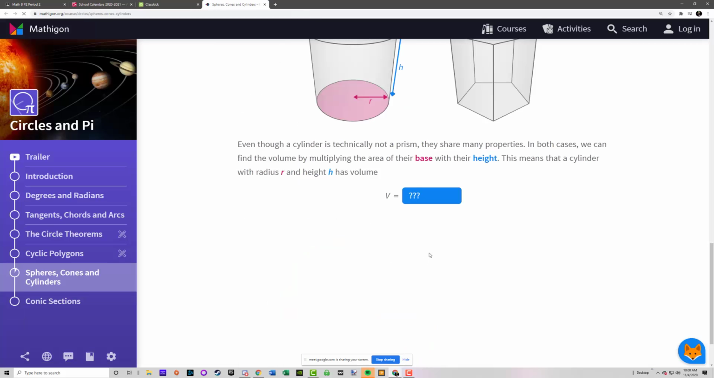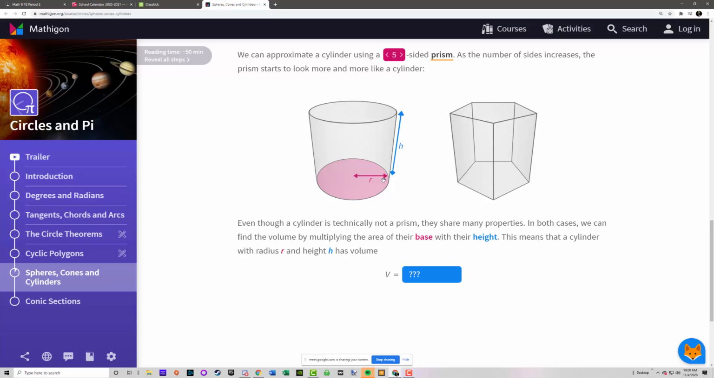And actually, if we go back here, see this line right here at the bottom in pink? It goes from the edge and stops at the center. That is the radius, and that is what the R stands for.